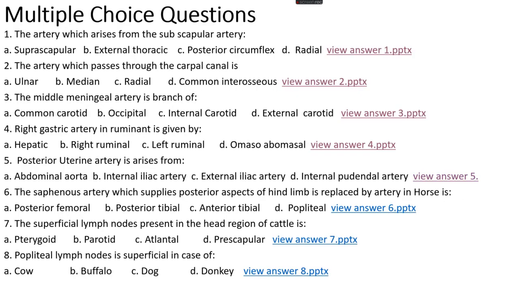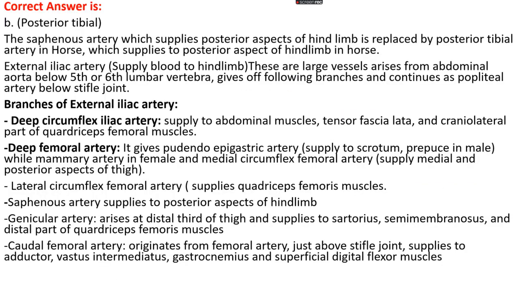Question number 6. The saphenous artery, which supplies the posterior aspect of the hind limbs, is replaced by which artery in the horse? Option A, posterior femoral. Option B, posterior tibial. Option C, anterior tibial. Option D, popliteal. The right answer is option B, that is the posterior tibial. The saphenous artery, which supplies the posterior aspect of the hind limbs, is replaced by the posterior tibial artery in the case of the horse.